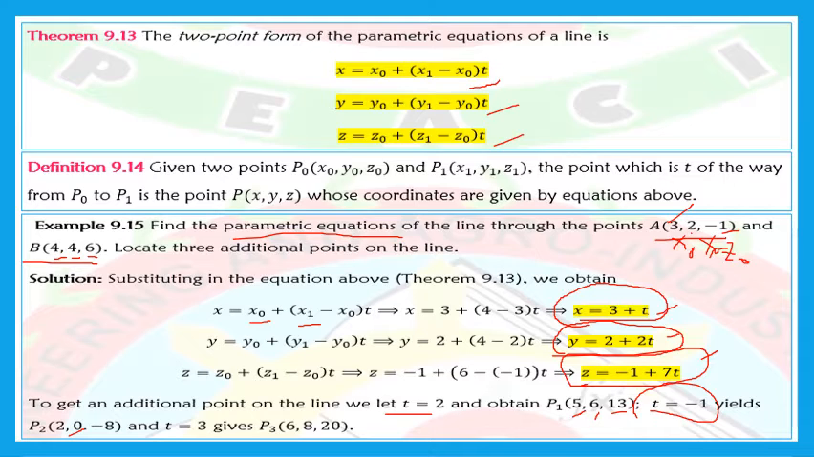So, kung tinanong kung ang sabi sa given na example is locate your additional points, pwede kayong mag-let ng value ng t and then substitute nyo lang doon sa parametric equation na na-obtain ninyo using the theorem 9.13. Okay, so pwede din na t is equal to negative 2, t is equal to negative 3, depende na sa inyo. Pwede din na t equals 0. Okay, it's up to you.